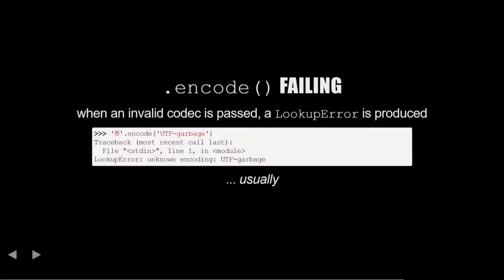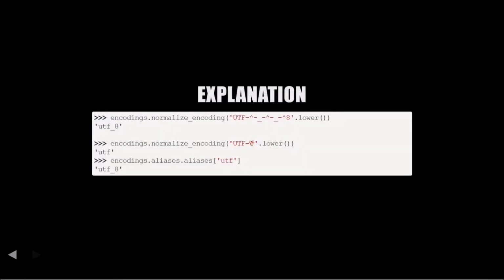If you were to pass some sort of unknown encoding to the encode function, you should get a lookup error. I say should because while looking into the original tweets, I found a few strange things. What? Those encoding strings mean something, right? Snowman.encode UTF snowman? What? Okay. As usual, I explain what the heck is going on.